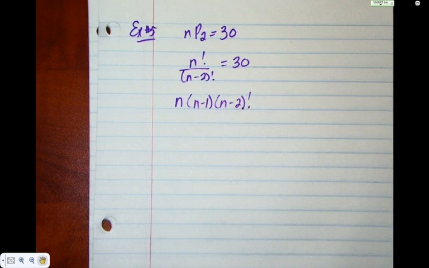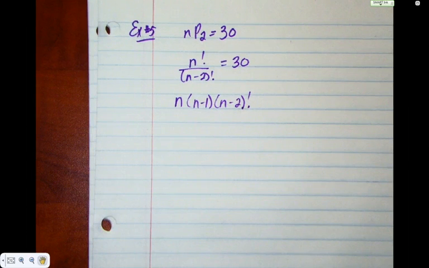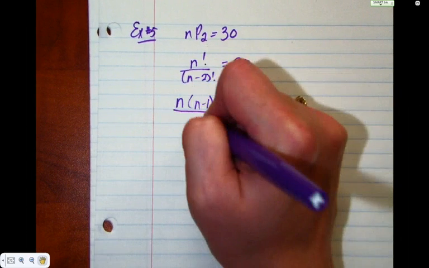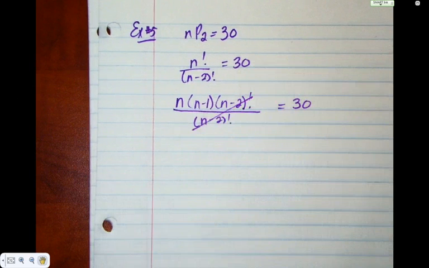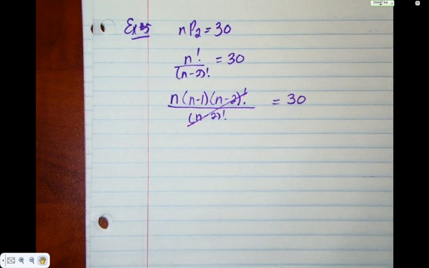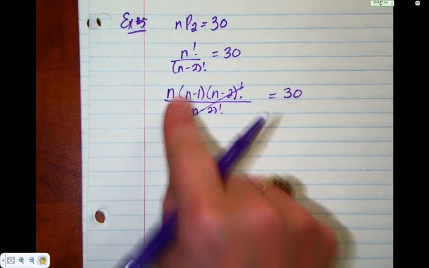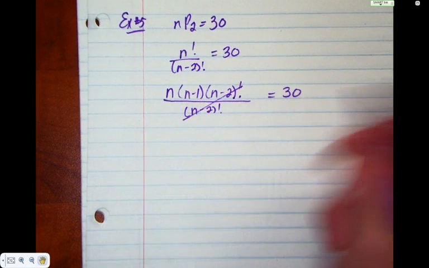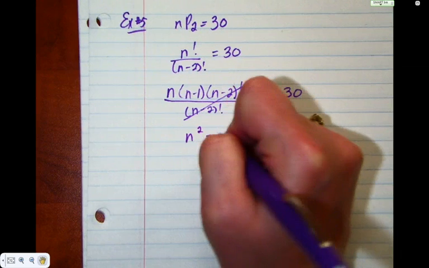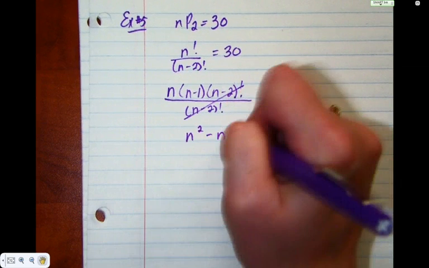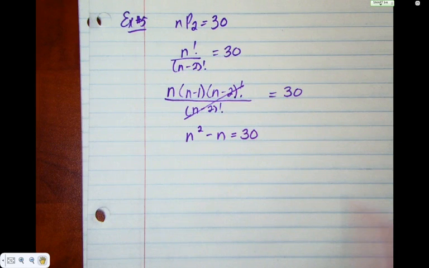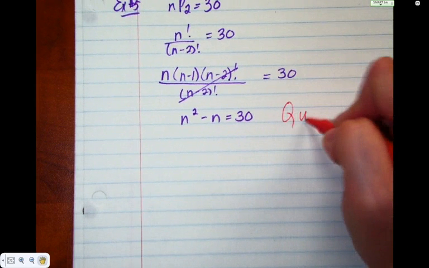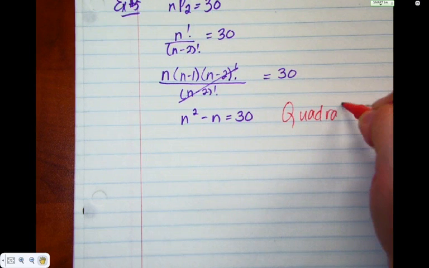Why am I stopping there? Why don't I keep going? Multiply through what's left, so n times n. I already heard someone say n squared minus n. What kind of equation? How many ways are there to solve a quadratic?